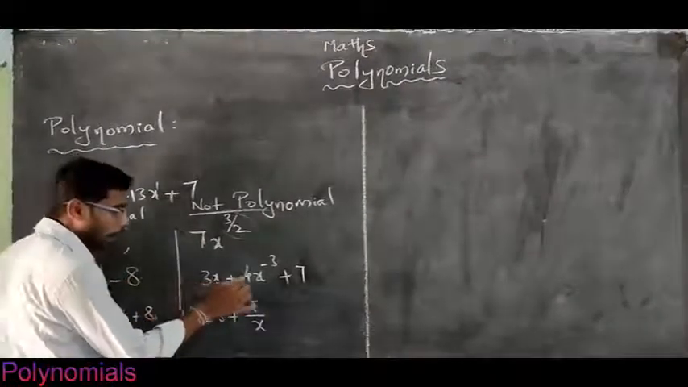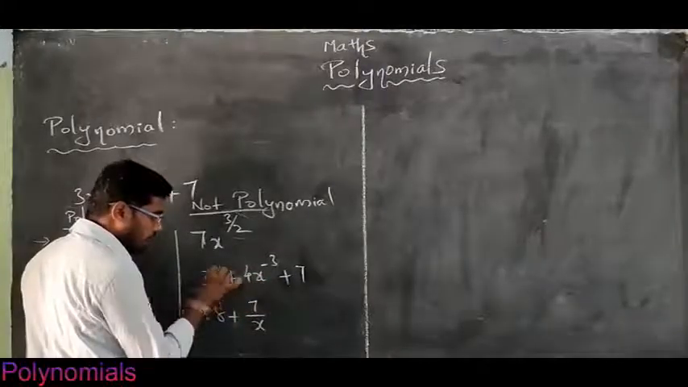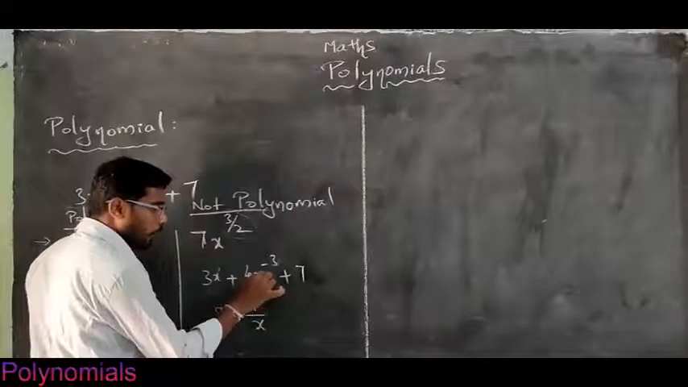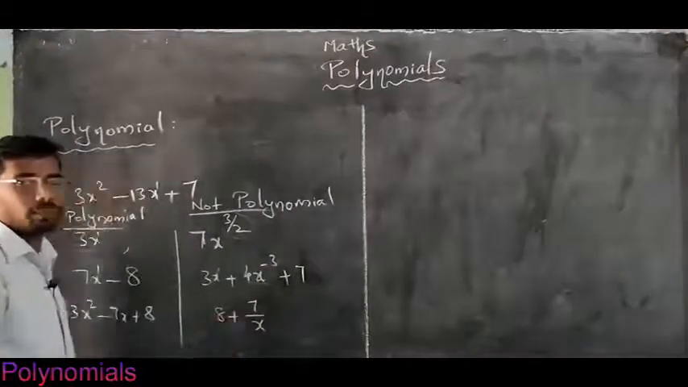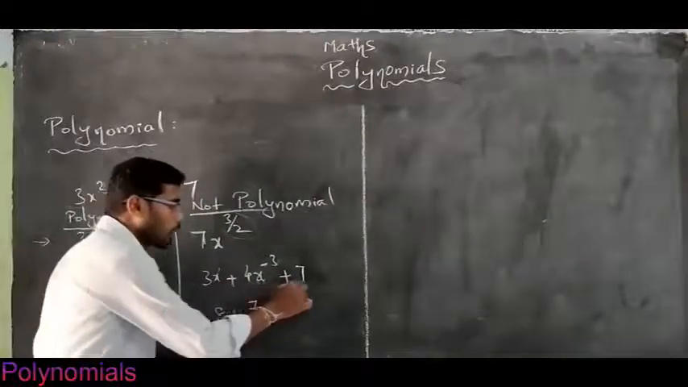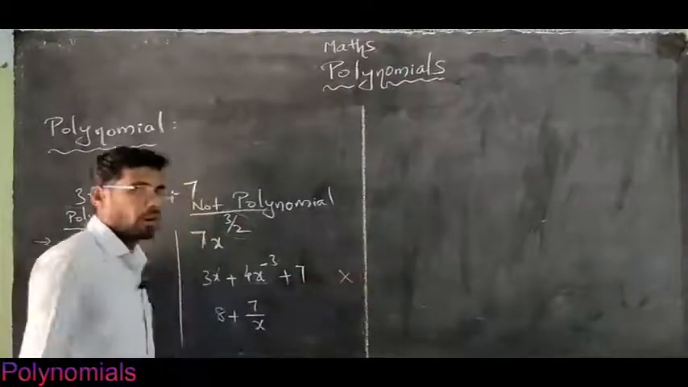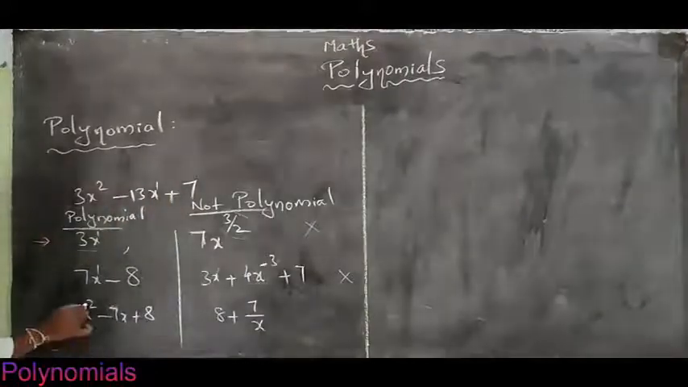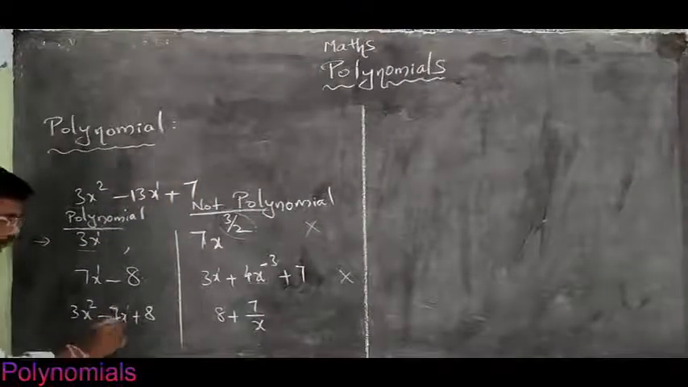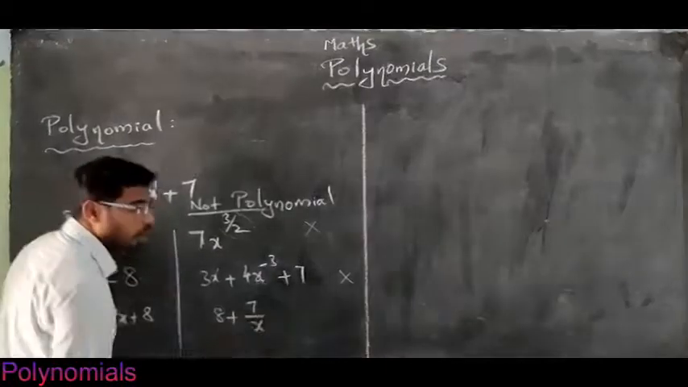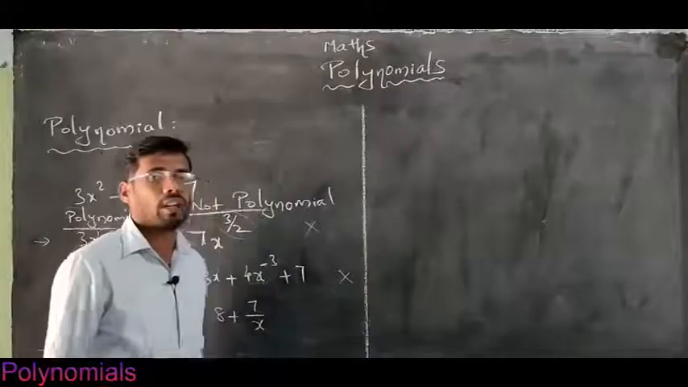And again if you observe properly, here in 3x, x power is positive. But when you come to the second term, 4x to the power of minus 3, here x power is minus. Again we will call this not a polynomial. This one is also not a polynomial. And again here x power is 2, positive only, and here x power is 1, 7x plus 8. And again here x is in the denominator, so this one is also not a polynomial.